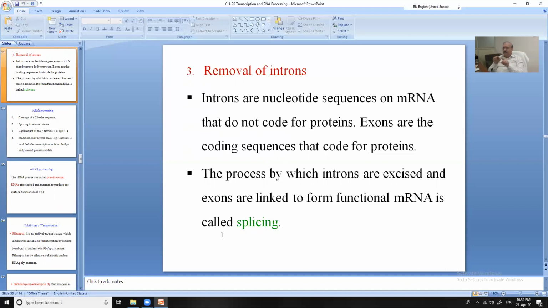And then exons are the coding sequences. Introns are nucleotide sequences on messenger RNA that do not code for proteins. They are non-coding sequences. Exons are the coding sequences that code for the proteins. The process by which introns are excised and exons are linked to form functional messenger RNA is called splicing.